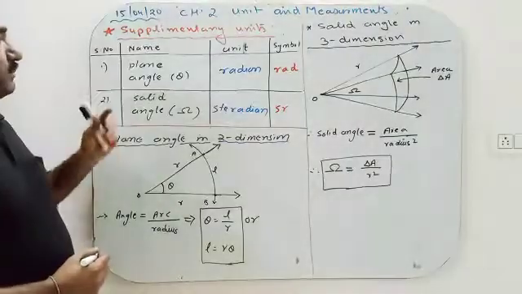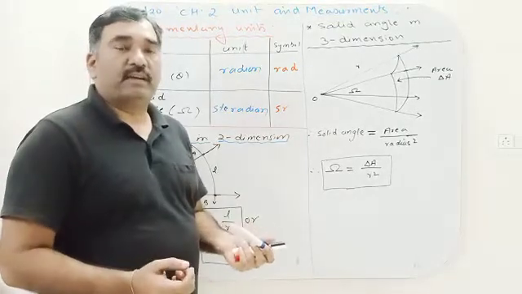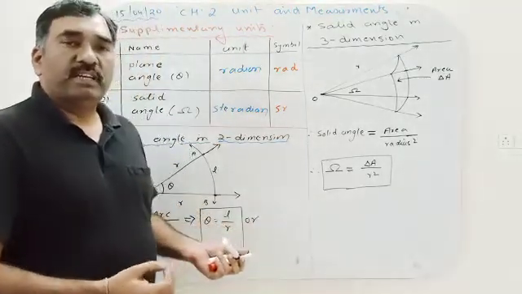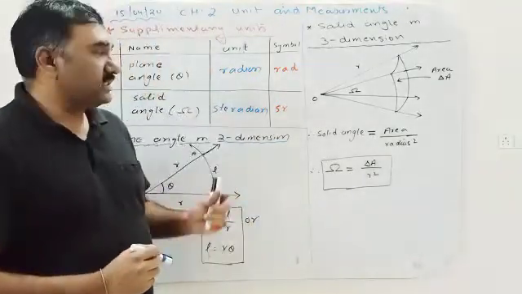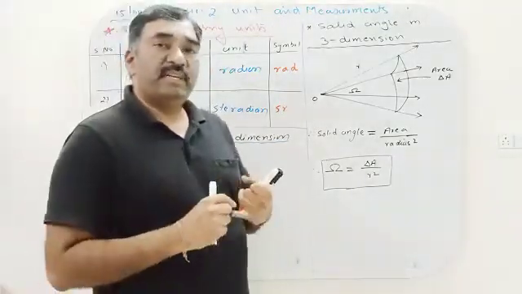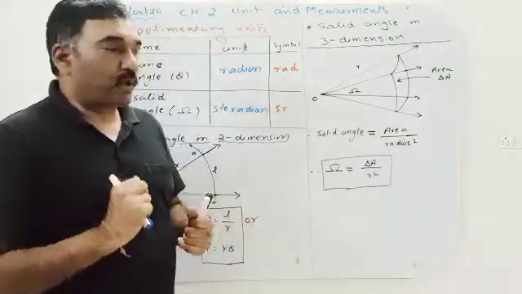The first one is the plane angle, the basic angle that we use in our day-to-day life, in terms of angles like 30 degree, 40 degree, 45, 60, 70, 90. That degree measure is known as the plane angle. And when we measure the angle in 3 dimensions, then it comes under the category of solid angle.